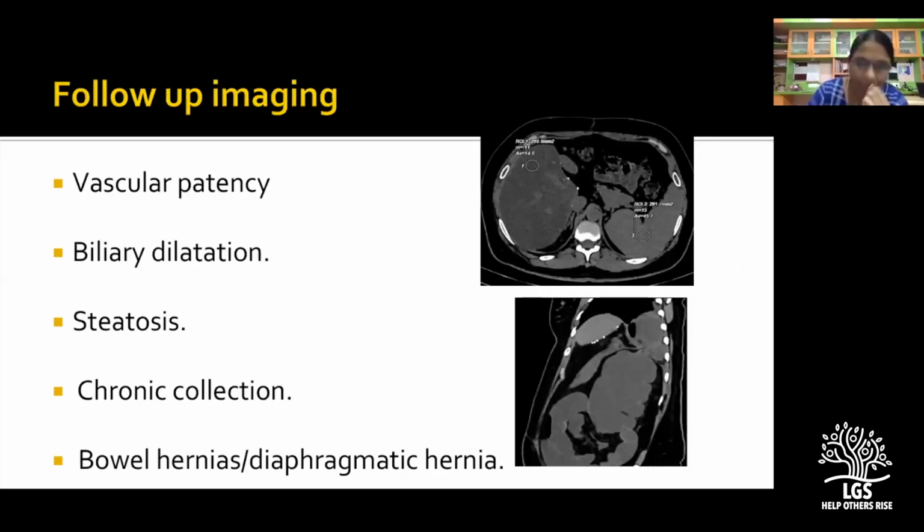After discharge, when the patient comes for follow-up imaging, the Doppler is still the primary imaging modality. We have to assess the vascular patency in a similar way, and we have to look for any gross biliary dilatation. If it is present, we have to proceed with the MRCP to find out the cause. Any NASH recurrence has to be evaluated, and look for any chronic collection and try to quantify the collection. Bowel hernias and diaphragmatic hernias are rare, though we have to keep them in mind.